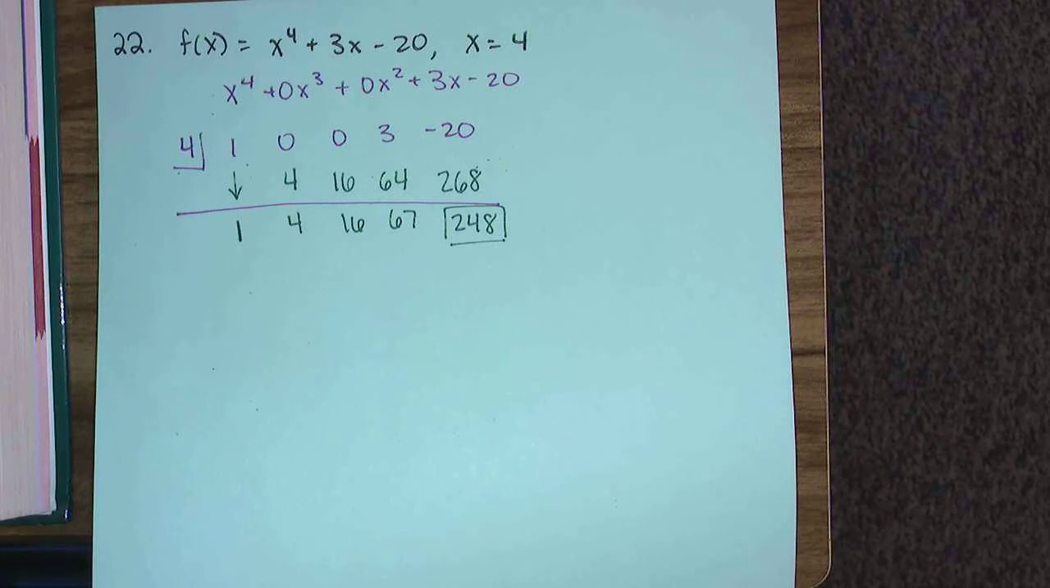Okay. So we're missing two terms here. The x to the fourth we have, so then we need the cubed term and the squared term. We have the first power term and we have the constant term. So you write it all across, bring the 1 down. 1 times 4 is 4. 4 plus 0 is 4. 4 times 4 is 16. 16 plus 0 is 16. 16 times 4 is 64. 64 plus 3 is 67. 67 times 4 is 268. Minus 20 is 248.